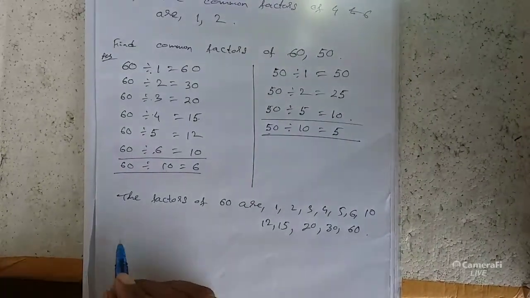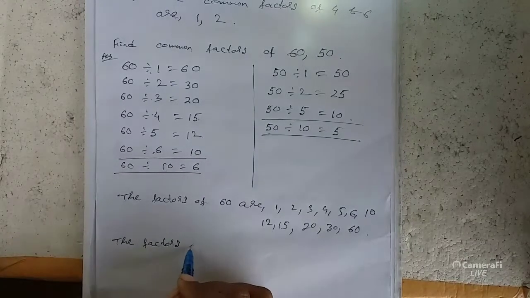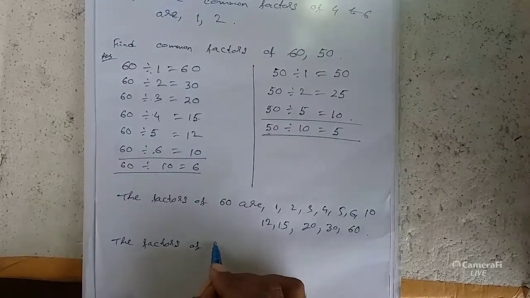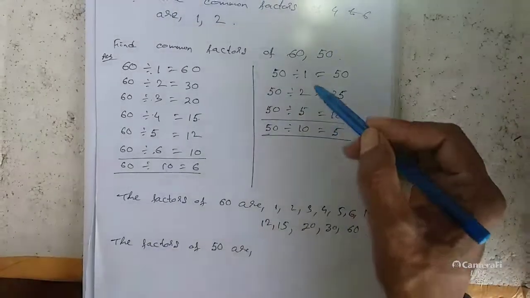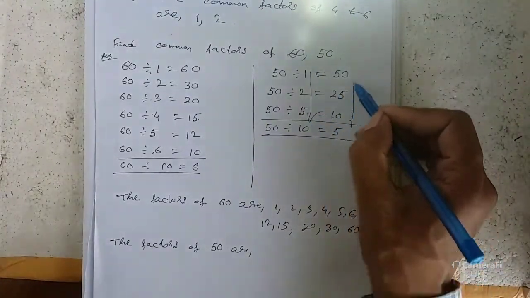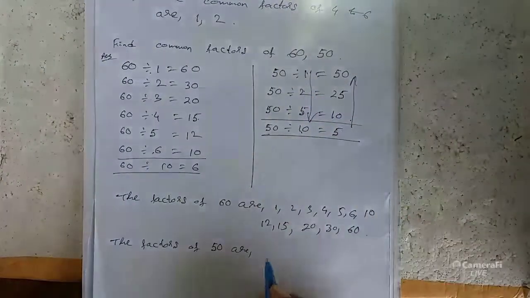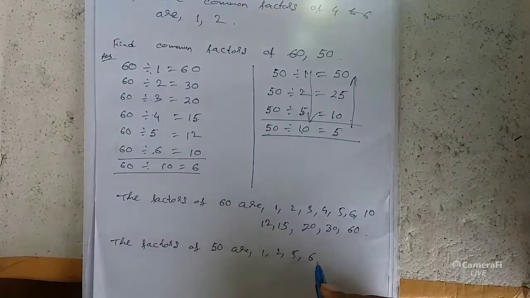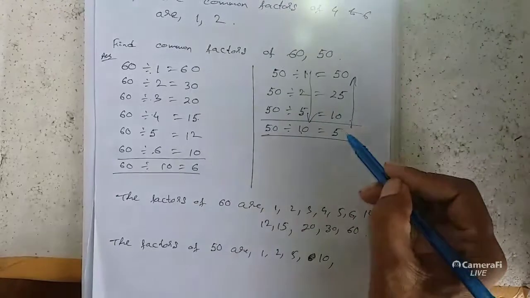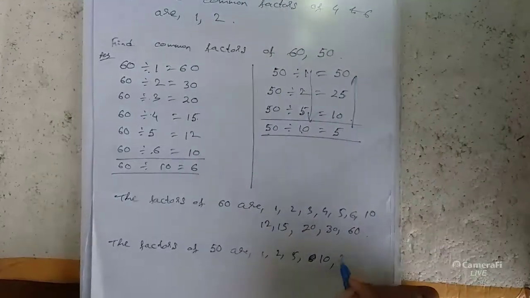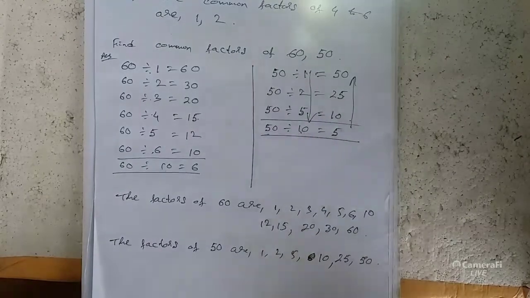Now the factors of 50. What are the factors? These are all the factors: 1, 2, 5, 10, then 25 and then 50. Okay.